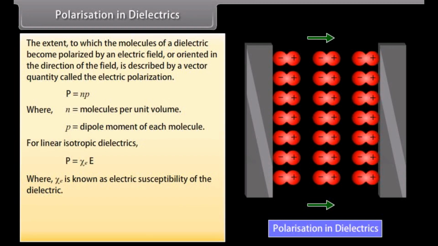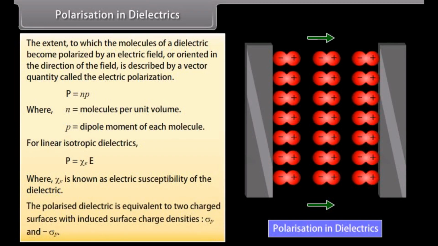of the dielectric. The positive ends of the dipoles remain unneutralized at the right surface and the negative ends at the left surface. The unbalanced charges are the induced charges due to the external field. The polarized dielectric is equivalent to two charged surfaces with induced surface charge densities positive sigma p and negative sigma p.